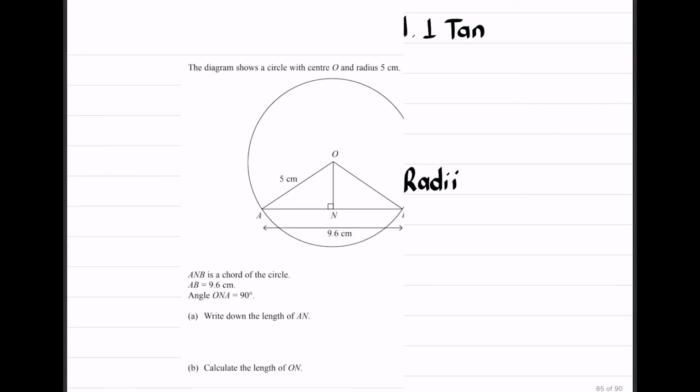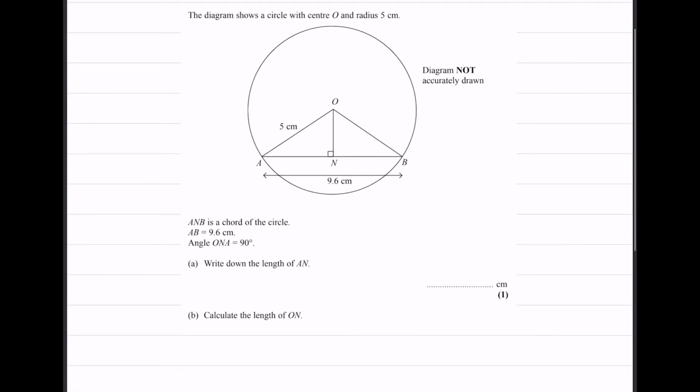centimeters. The diagram shows a circle with center O and radius 5 centimeters. ANB is a chord of the circle. AB equals 9.6 centimeters. Angle ONA is 90 degrees. Question A says write down the length of AN and then calculate the length of ON. So again, we're given the center O and a radius of 5 centimeters. So from center O, I know that OA is equal to OB because they are radii.